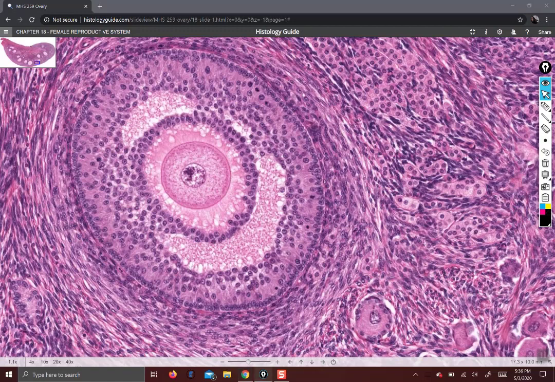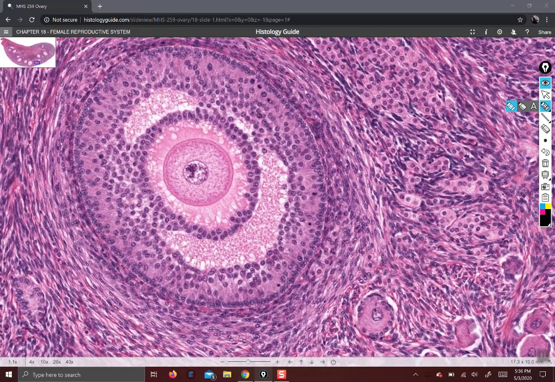So now we have an antrum, which I'm going to label. And an antrum is a space filled with fluid. So the fluid is full of calcium ions and other cations primarily, and it's designed to be hyperosmotic to the surrounding cells so that it attracts water into the fluid space. And this provides also a space to dump hormones into.